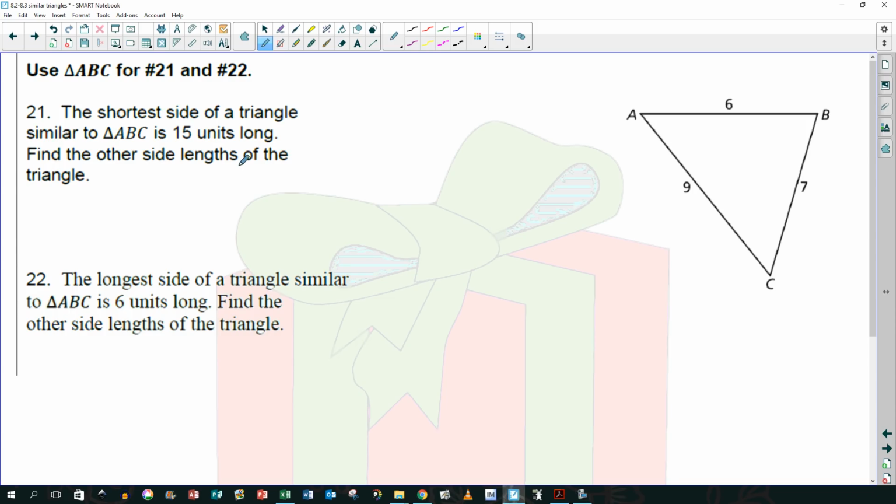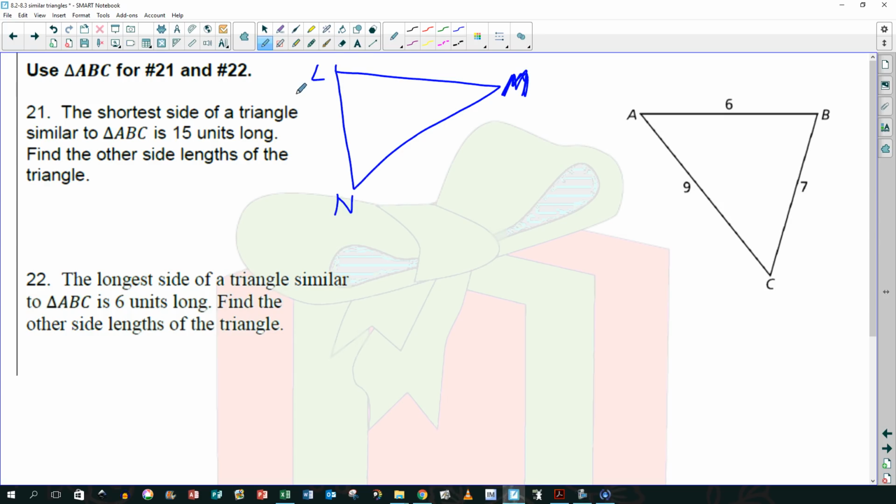So find the other side lengths of the triangle. What you're going to do is use this triangle, and then you're going to have another triangle that's similar. The shortest side of a triangle similar to this one is 15. So let's go with LMN.